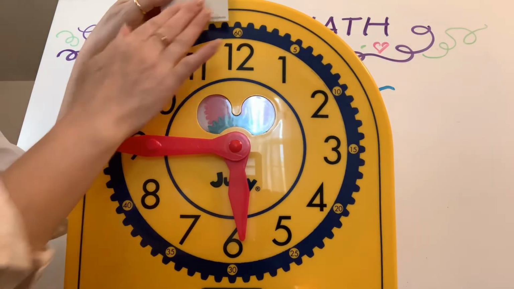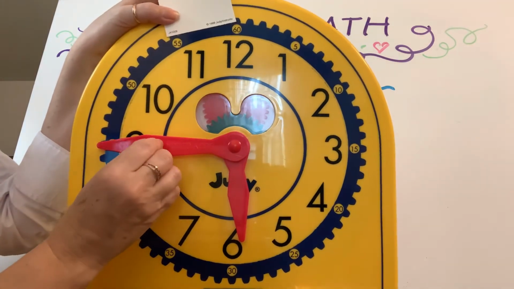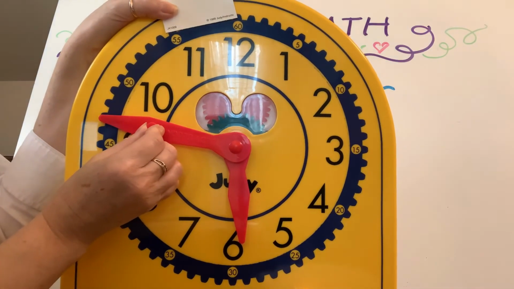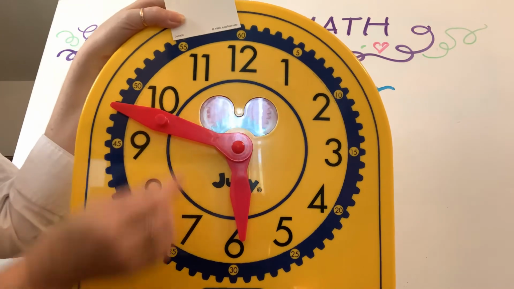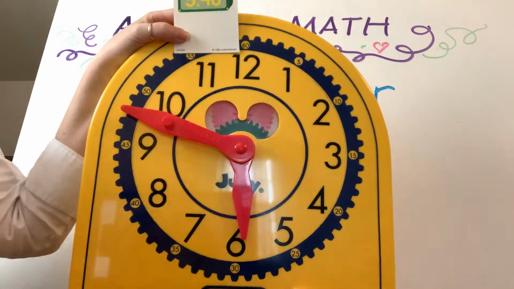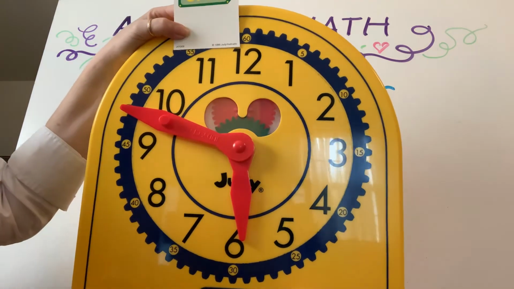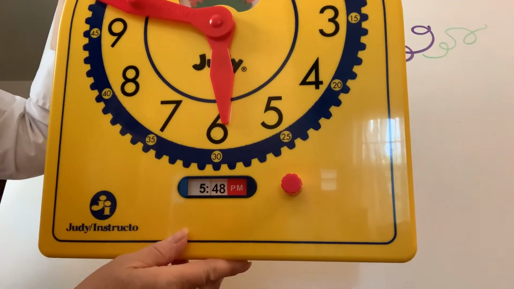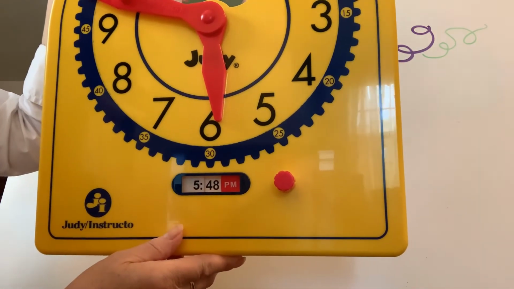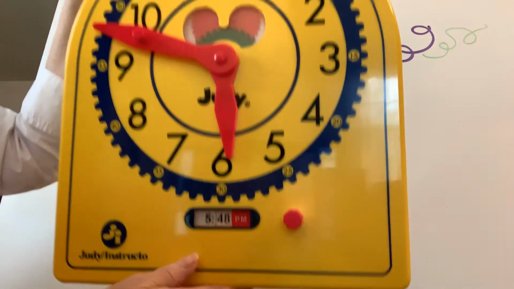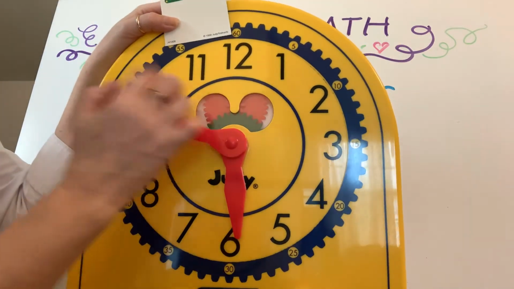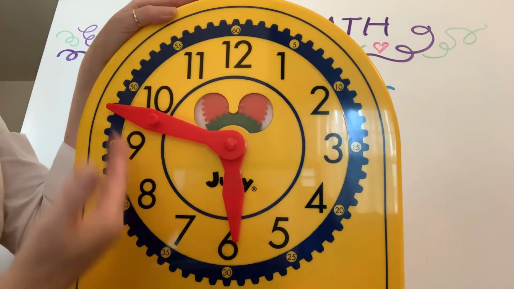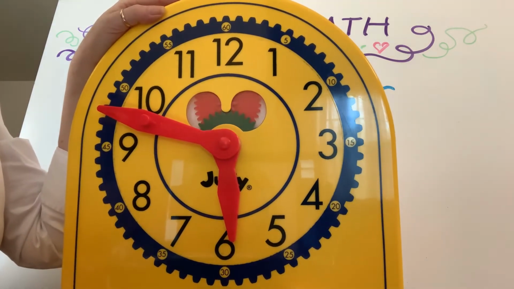What should we do? Well, now we're just going to go little by little. 46, 47, 48. And this is the time. 5:48. Now I'm going to show you. I have a clock that helps me out at the bottom. 5:48. We did it. Now what time is it almost getting to? Right, it's almost 6 o'clock.